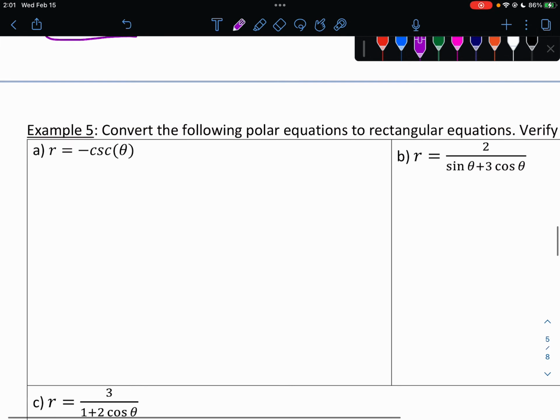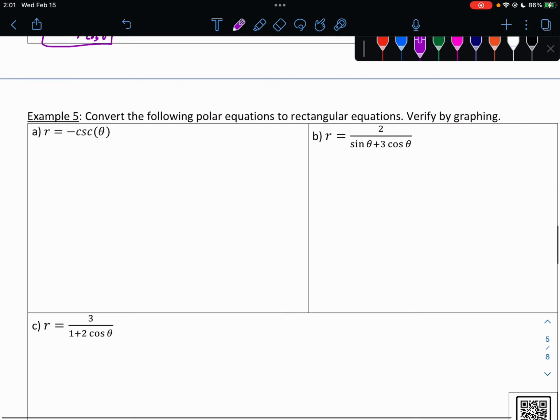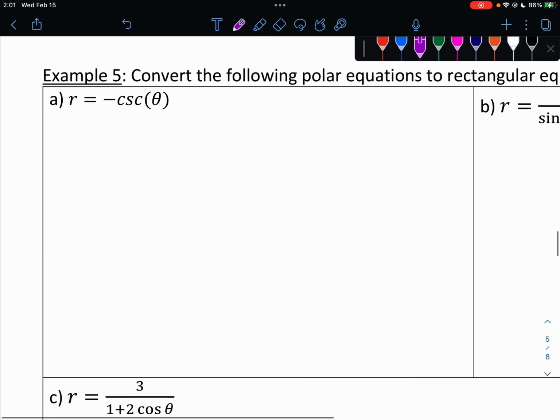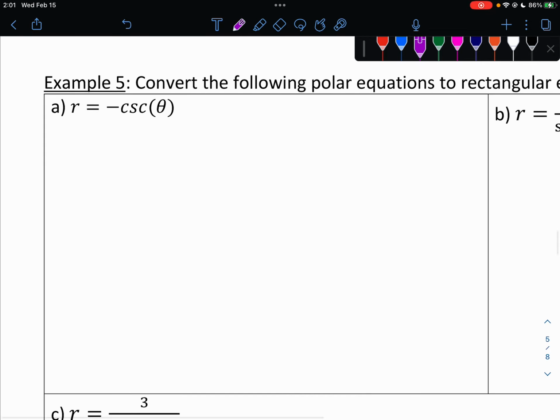Okay, and then converting from polar to rectangular. When I taught this to my pre-calc courses, I always taught them that if you don't recognize right away what the equation would be, we can either square both sides or we can multiply both sides by r. But sometimes you don't have to do any of those things. You can just recognize from what you have.